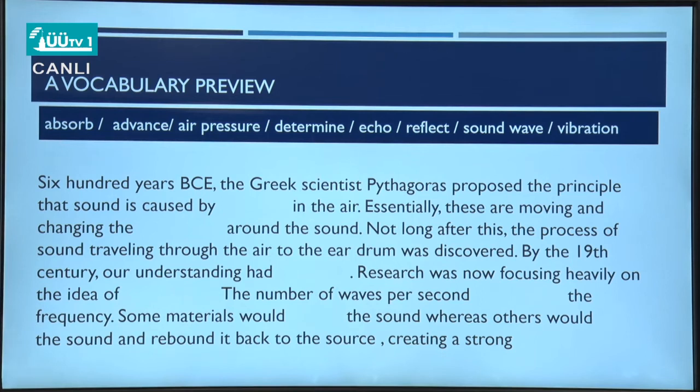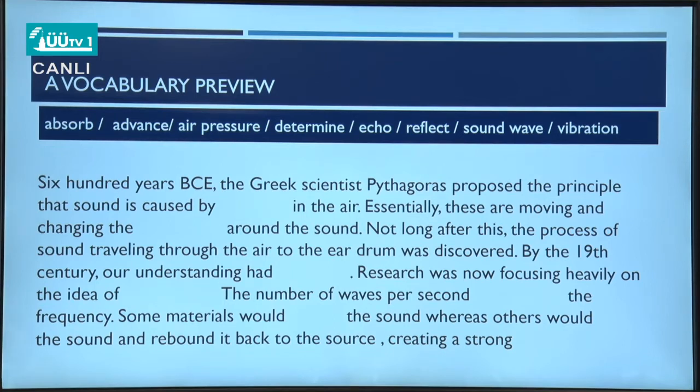What about advance? Advance is also a verb. It means to develop, to grow, something going in a positive direction, increasing, for example. What about to determine? To determine means to cause the happening of something. Okay. Echo is the sound or the voice you can hear when you yell on a mountain or in a cave. You can hear the reflection of your sound, which is called echo.